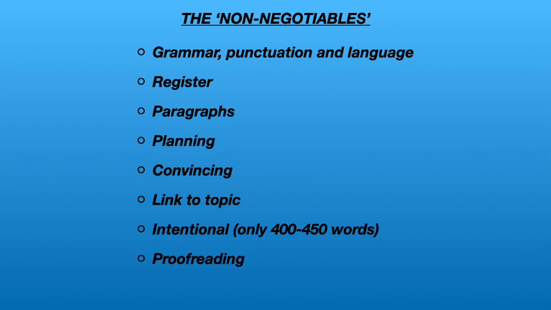So in general, what are the non-negotiables? What are the things that we have to make sure are present in all forms of a creative essay for Section A of Paper 3?